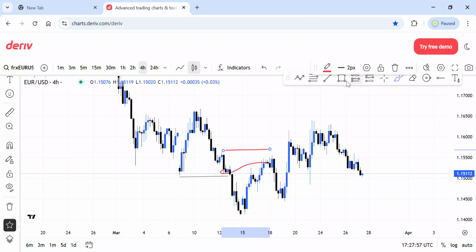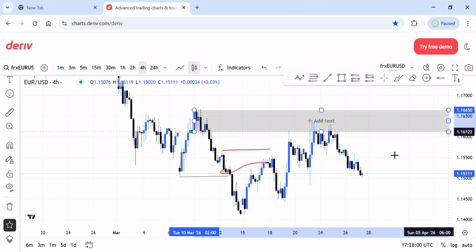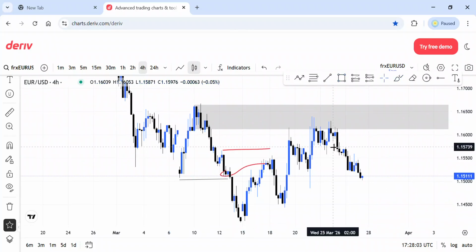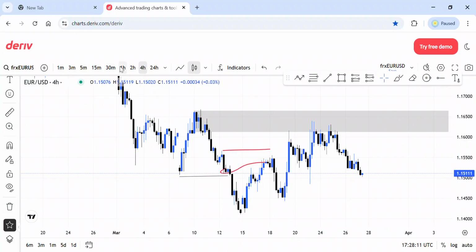Some people will just draw order block like this, but I prefer drawing order flow here. So that's my order flow. Then you wait for the market to clear your liquidities. After that, you wait for your confirmation entry and you target the external liquidity. Easy peasy, no stress. Let's go to 1 hour.